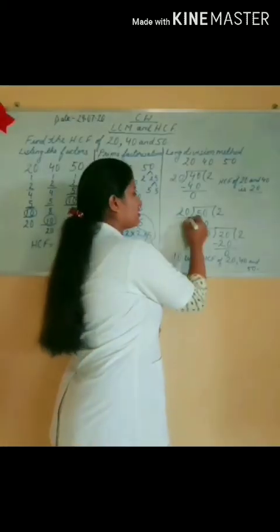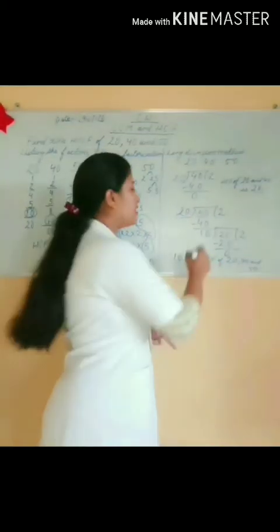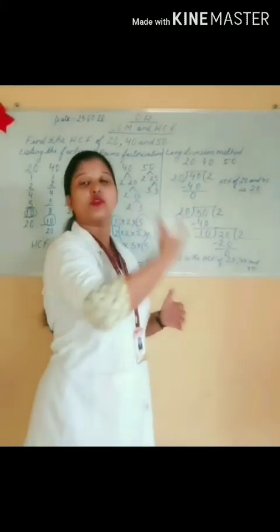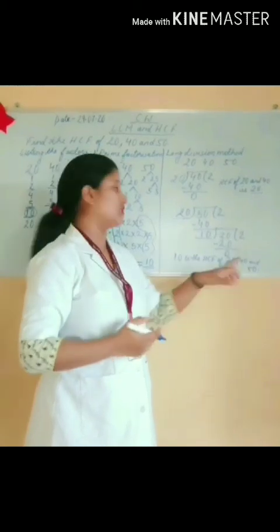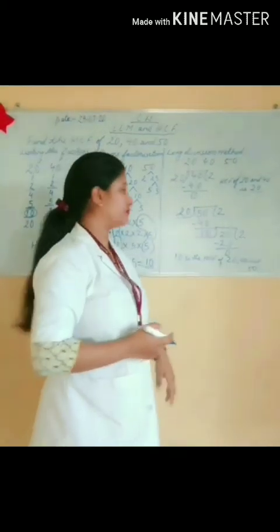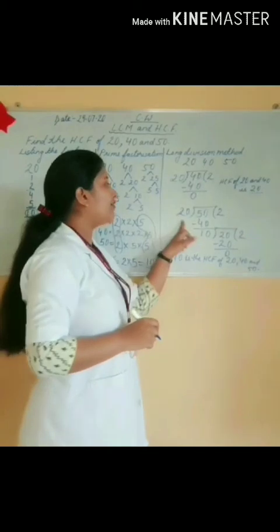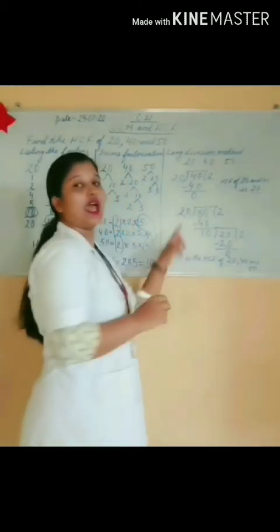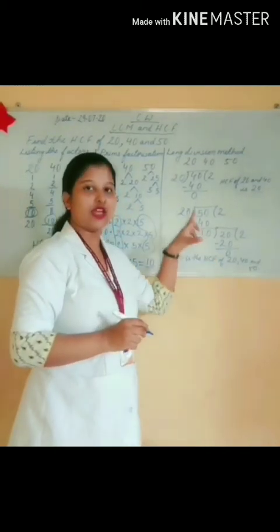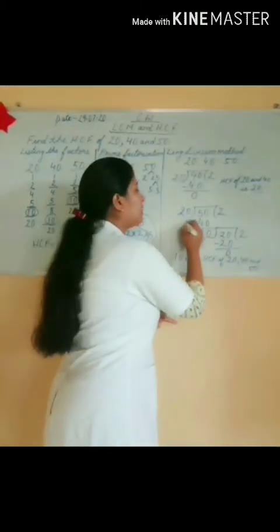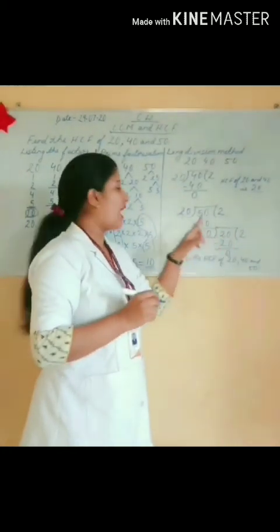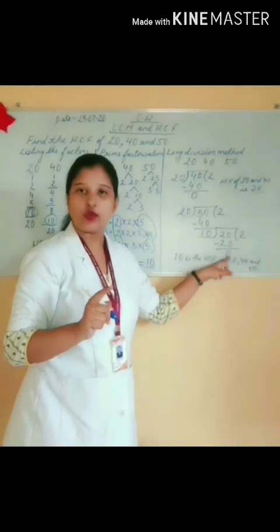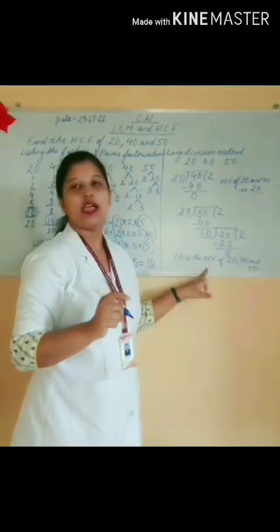So in the long division method, what we do? We divide by the divisor. Whatever is the remainder, we use that remainder to divide that divisor, and we continue this process until we get 0 as remainder. In this example, we have divided 50 by 20, that is divisor, and we got 10 as remainder, and we have used this 10 to divide the divisor, that is 20, and we got 0 as remainder, and with 10 we got 0 as remainder, therefore 10 is our HCF.